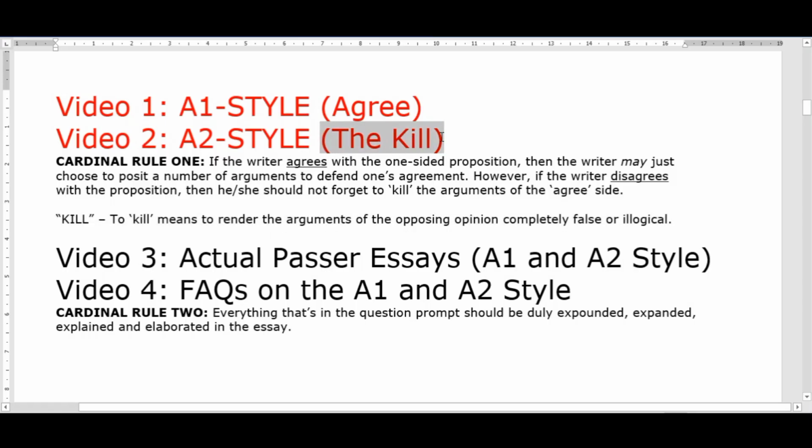So remember, to what extent you agree or disagree. If this happens to be a one-sided question, when you disagree, then you'll have to perform two steps. You mention the arguments of the opposing opinion, and then you kill the arguments of the opposing opinion.